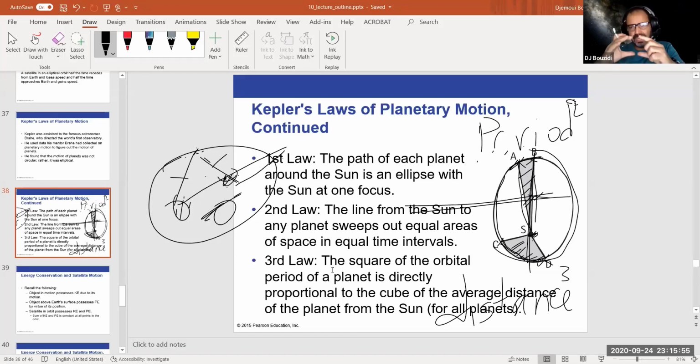How flat some of the ellipses are, they are flatter than others, is called the eccentricity. So how eccentric the path is depends really. Some objects are more eccentric than others. For example, the Earth, its path is almost circular.